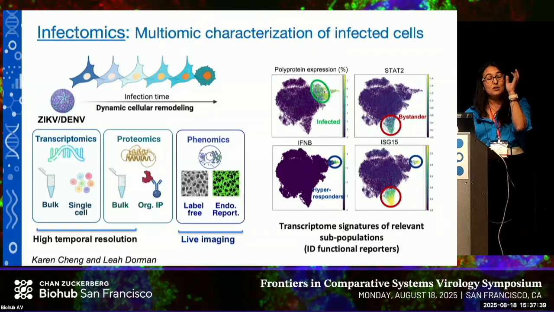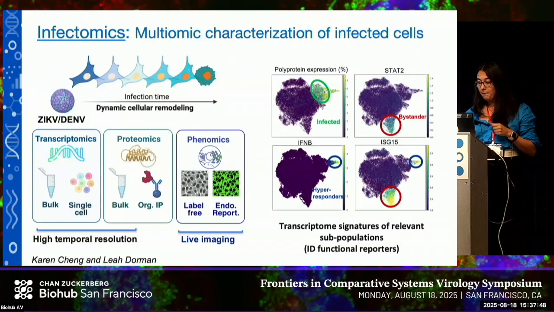And even though they are a small group, we think that they do have a very important role in the population regulation of responses to infection. So right now what we're doing is trying to isolate these three populations to characterize them better. But again, visit Karen's poster later today to learn more about this infectomics project.